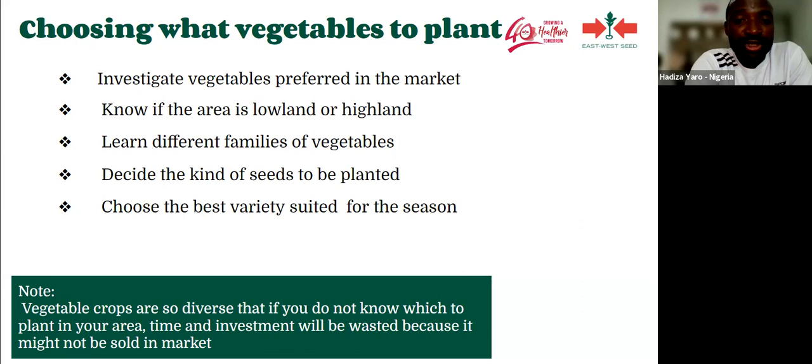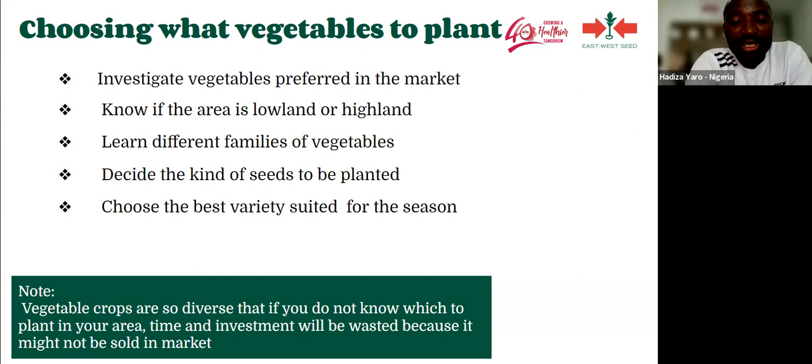Feasibility studies are also required in this place. You need to go to the market. What are the things the markets want? From there, you get to know how you plan. If the markets want tomatoes, for instance, you wouldn't plant pepper.